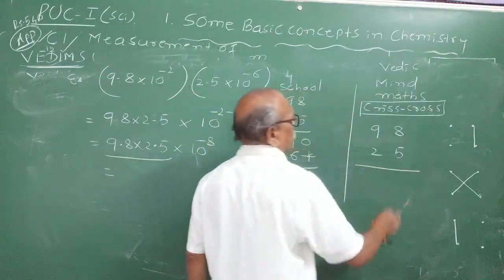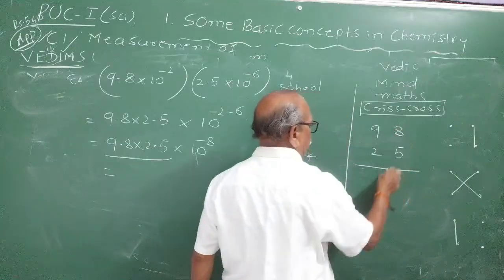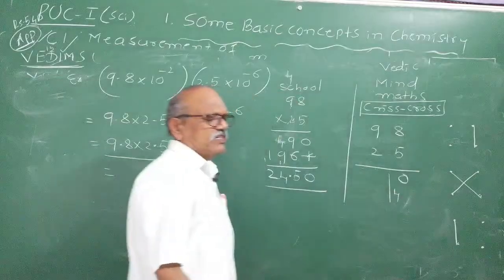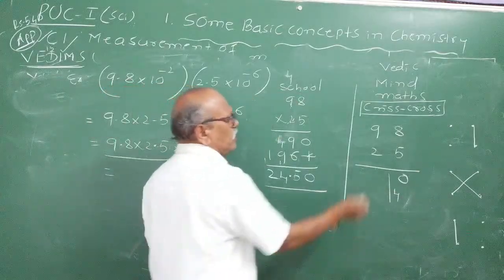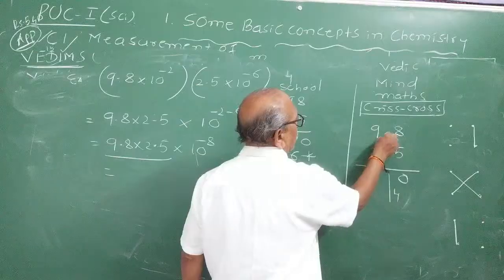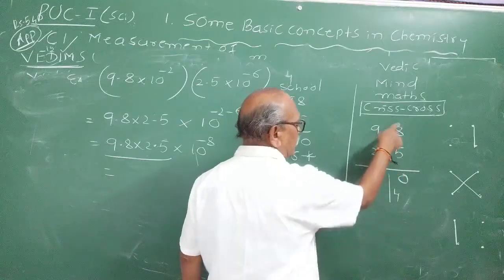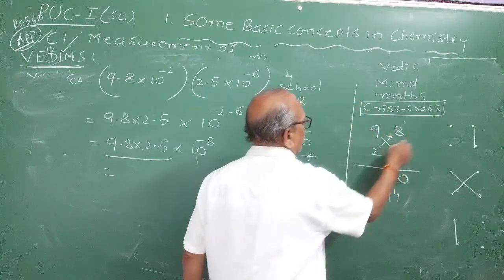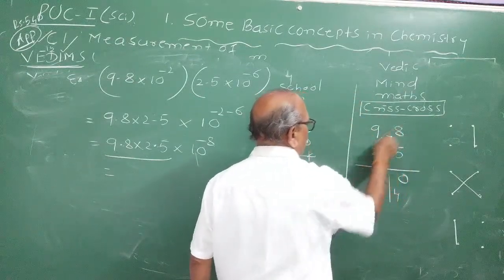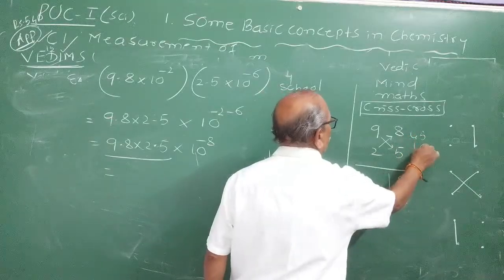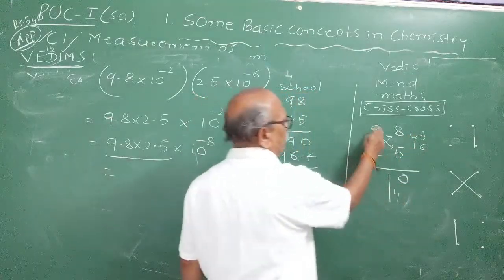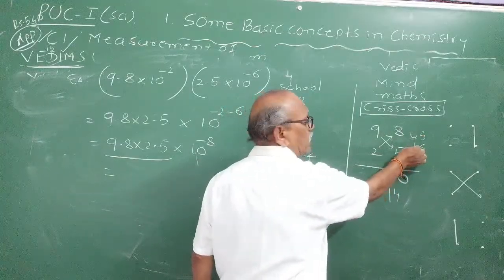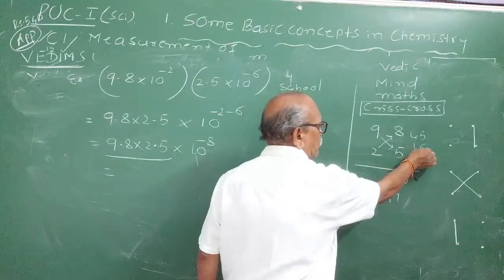See here. First I will multiply the unit places. 8 5s are 40. Carry 4. Even if you know the tables up to 10, that is sufficient, you can manage. Then diagonally cross multiply and add them. 9 5s are 45. Keep it in the mind. 8 2s are 16. 45 plus 16, you have to do in mind. Slowly you will improve. How to add 45 and 16? 40 plus 10, 50. 56. 56 plus 5.